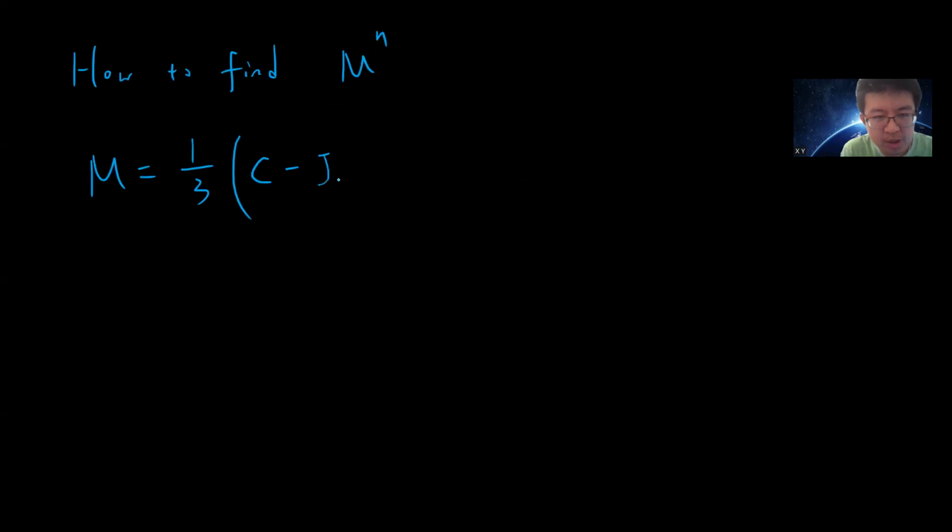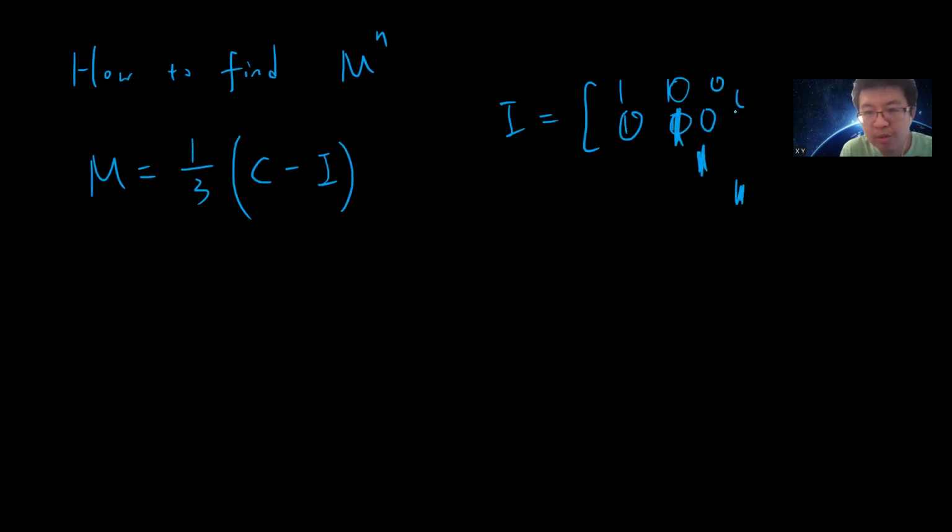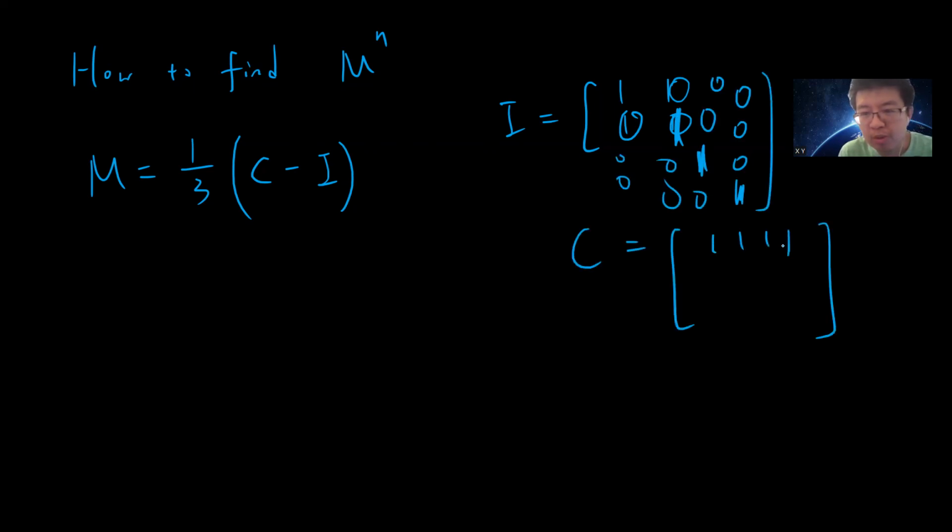Okay, so now go back to your undergrad linear algebra. How to find the M to the n trick? Very simple. Let's write M to be 1 divided by 3 times C minus I, where I is the 4 by 4 identity matrix, and C is the matrix of all 1s. Obviously, if you take C minus I, the diagonal terms disappear, and times 1/3 you get M. And we want to compute M to the n.